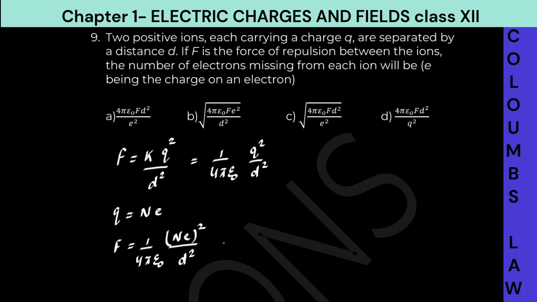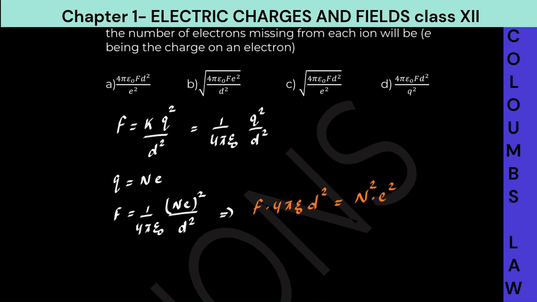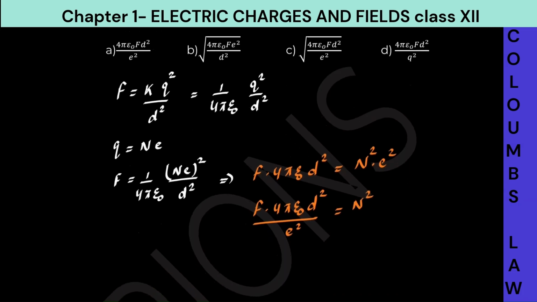Now let's take everything to the other side and find the number of electrons which are missing. So we have to figure out n. Let me make it simple: F into 4 pi epsilon naught into d square, and on the right hand side it is n square into e square. Now let's take e square to the left hand side. So F into 4 pi epsilon naught d square, whole divided by e square, equals n square. Correct? Now we will find n.